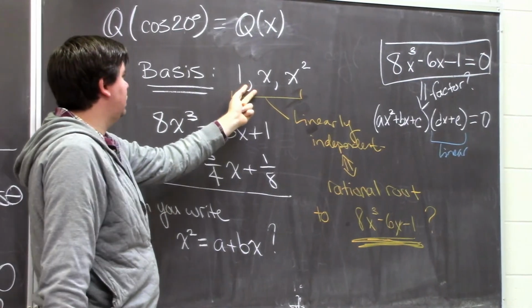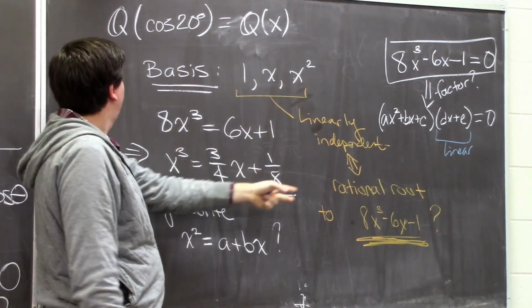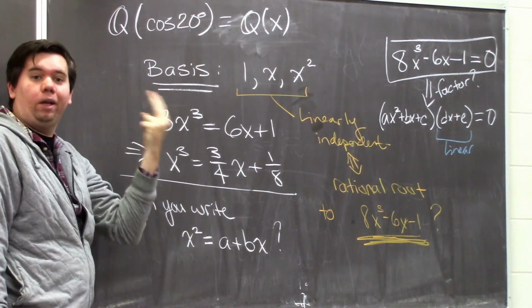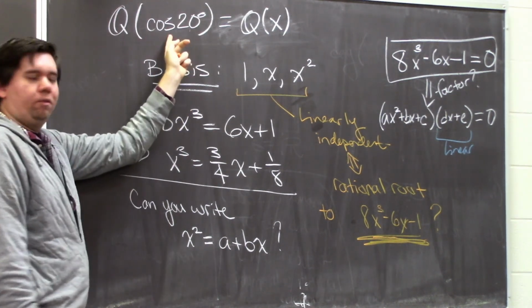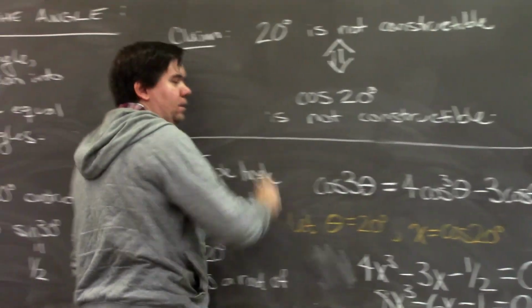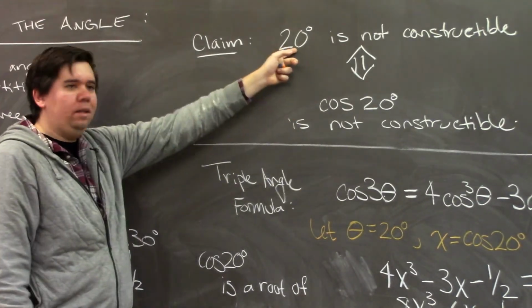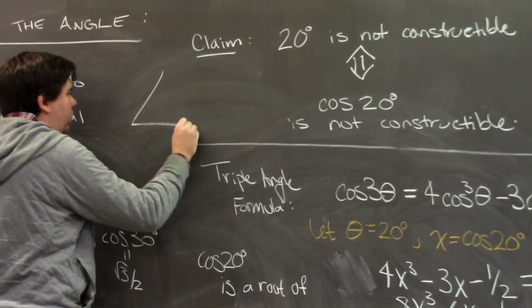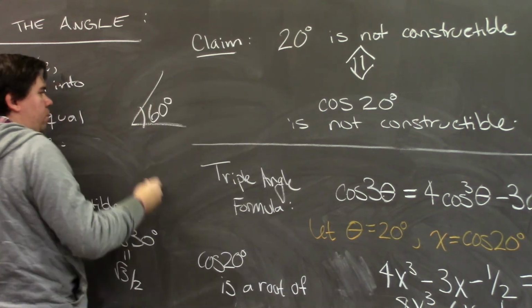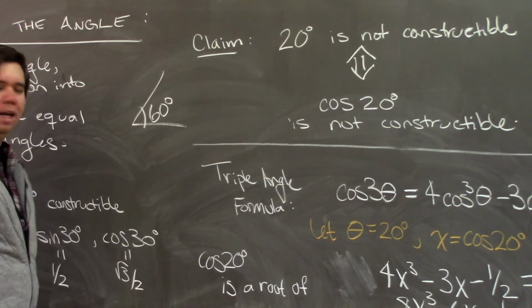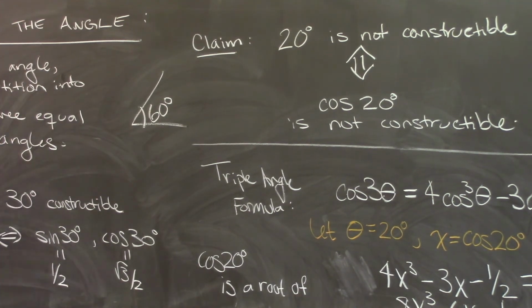Which means this basis has 3 elements in it. Which means the degree of Q extended by cosine of 20 degrees over Q is degree 3. Which means cosine of 20 degrees is not constructible. Which means that 20 degrees is not constructible. But 20 is a third of 60 degrees, which is constructible. So you can construct a 60-degree angle, but there must be no way to trisect it, because we can't get to 20 degrees. And hence we can't trisect an arbitrary angle. Okay, we'll stop there.